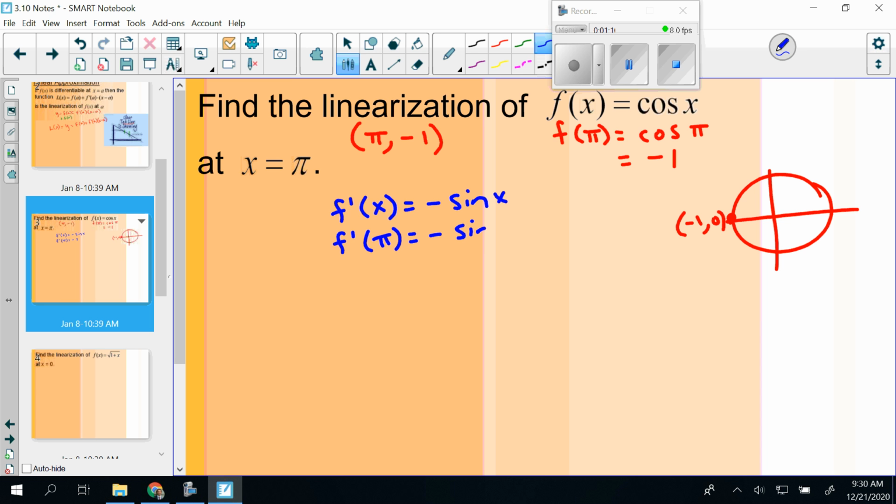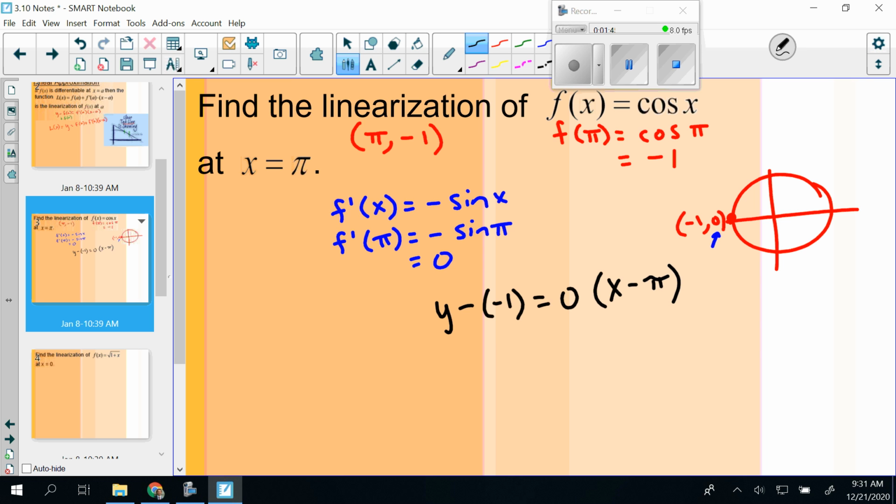Well, sine pi is going to be 0 because that's the y value here, which is 0. And so this is going to equal 0. And so now for our linearization function, we're going to start with our point slope form and then solve it as a function of L here. So we got y minus -1. Our slope is 0. x minus pi here.